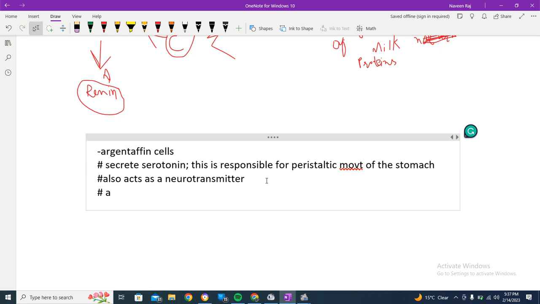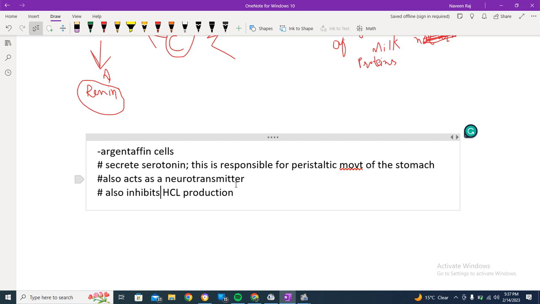So it also, very important point, inhibits HCl production. So from here we got to know that the argentaffin cells and the parietal cells are antagonists to each other. Parietal cells are the ones which secrete HCl, while the argentaffin cells are the ones which inhibit the secretion of HCl. So argentaffin cell is very, very important as well.